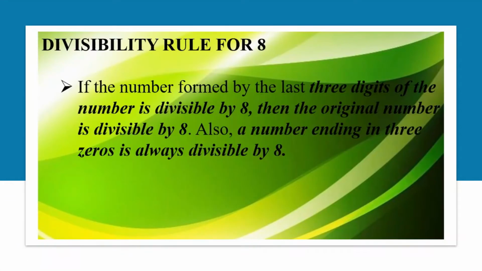Now, let's continue our topic about the divisibility rule for 8. Okay, let's read. If the number formed by the last three digits of the number is divisible by 8, then the original number is divisible by 8. And also, a number ending in three zeros is always divisible by 8. Take note that the last three digits of a number, and also a number ending in three zeros. Take note.